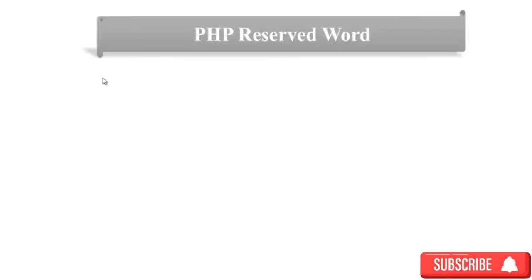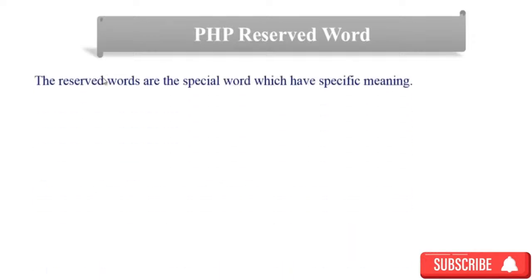Hi guys, in this class we will learn about PHP reserved words. So what is the meaning of a reserved word in any programming language? Reserved words are special words which have a specific meaning in that programming language. Every programming language has a list of reserved words that have a specific meaning. Same like that, the PHP programming language has a list of different reserved words that have a specific meaning.